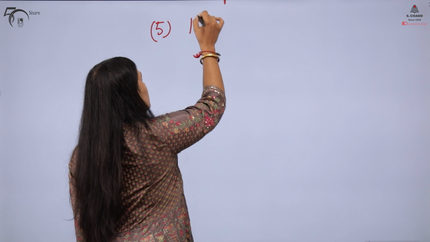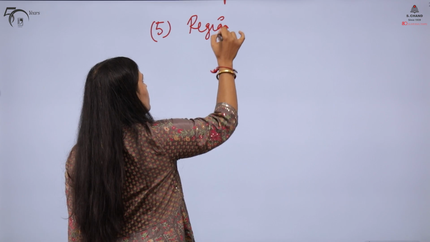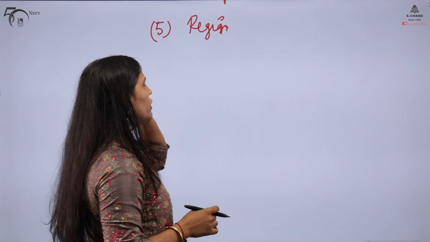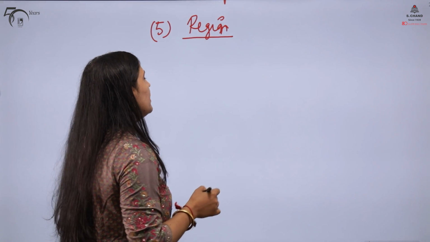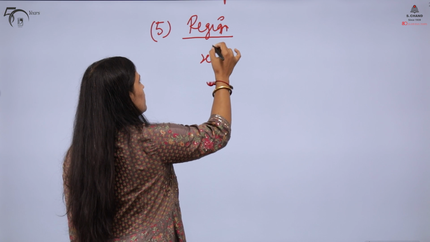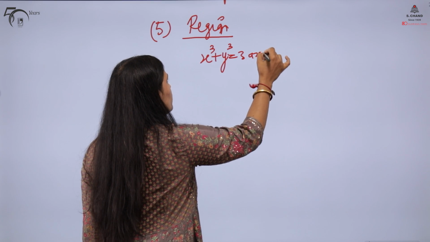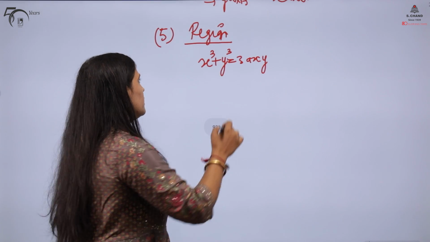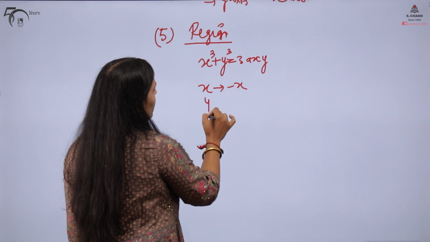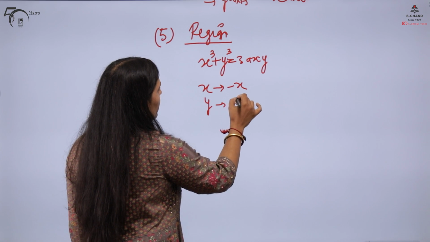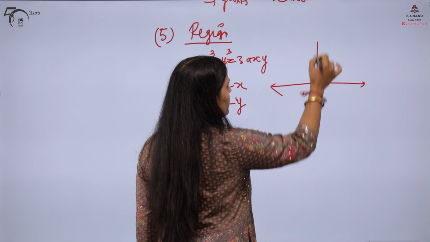For the fifth point, it's not that I have given you the points in the same order. You can change the order, but you have to calculate. You should know all the points before tracing. So, region is the point I am discussing. Just see the equation of the curve. It means you are observing your equation very carefully, very deeply. Now, just change x to minus x, y to minus y. Why am I doing this? Because I want to know in which quadrant.